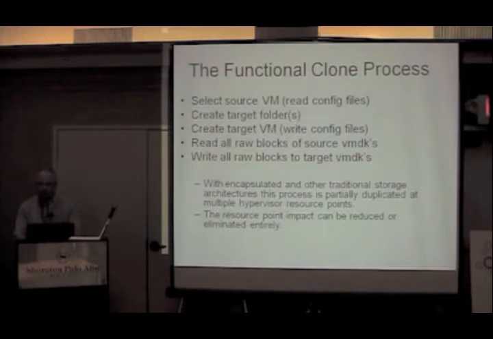Let's see what it does when it does a clone process. So essentially, it reads some configuration files, creates a directory, writes the configuration files in a different named manner, new UUID, then it reads the source VMDKs block for block and writes the target block for block. It does that over the hypervisor's back end, provisioning tools. There are multiple duplication points in that process.